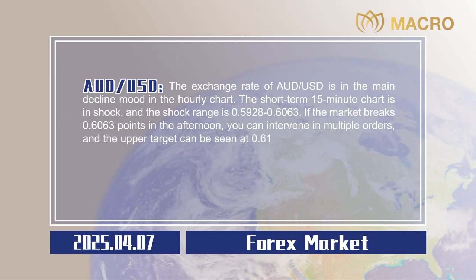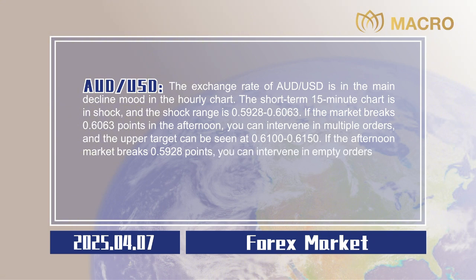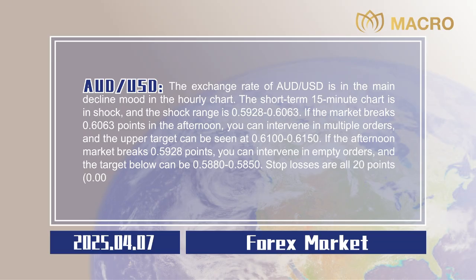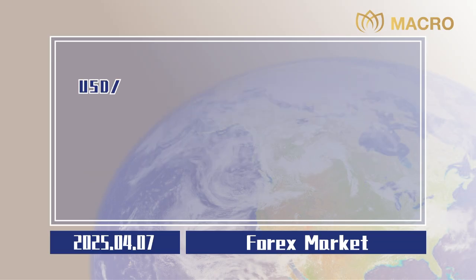0.6100 to 0.6150. If the afternoon market breaks 0.5928 points, you can intervene in empty orders, and the target below can be 0.5880 to 0.5850. Stop losses are all 20 points, 0.0020.